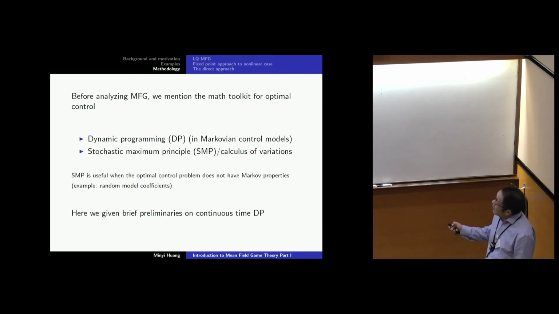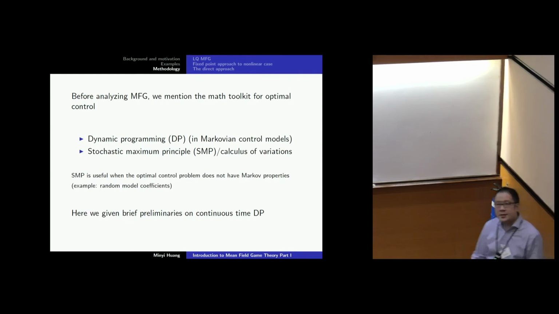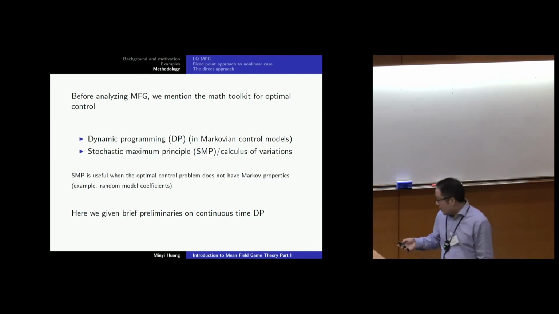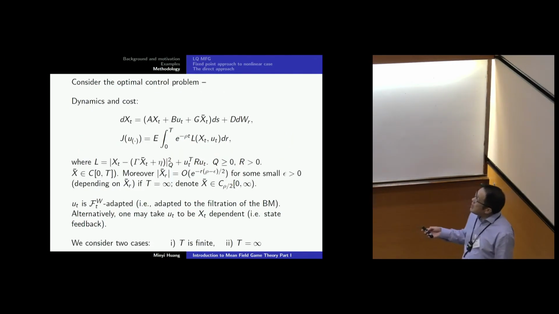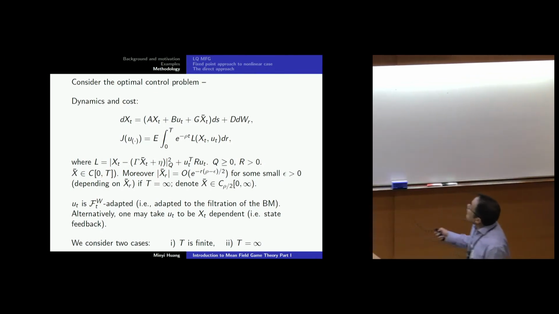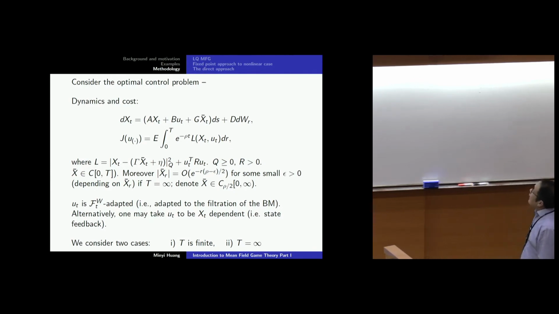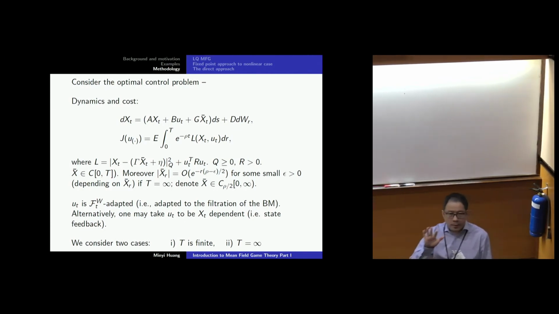For this lecture, I will give a little bit of preliminaries on continuous time dynamic programming, so that we can use that to solve our problem. So let's now move away from mean field games for 5 minutes. This is like a 5-minute course in continuous time dynamic programming. Let's think of an optimal control problem.